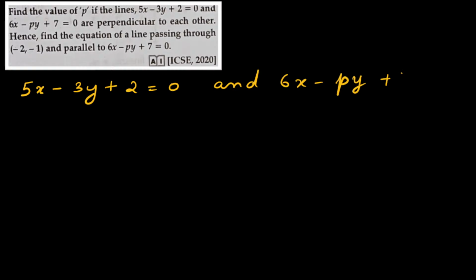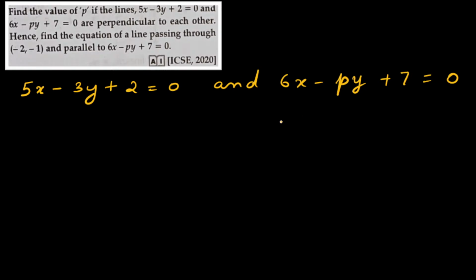Find the value of p if the lines are perpendicular to each other. This type of question we have done earlier also. So these two lines: 5x minus 3y plus 2 is equal to 0, this line, and 6x minus py plus 7 is equal to 0. These two lines are perpendicular to each other.